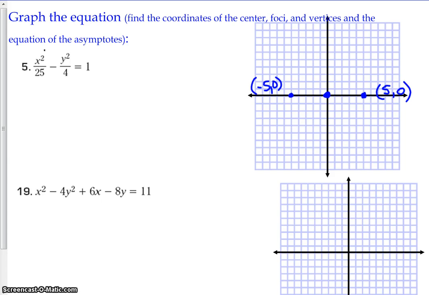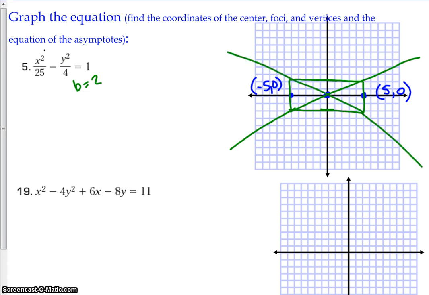I didn't graph the foci in the other one. That's okay. I wrote it down. And then in the other direction, to make my box, I could go 2 up and 2 below. Where did I get the 2? Well, here, my b is 2. Okay. So if I made my box here, here's my box. And if I drew my asymptotes, here's my asymptotes. All right, there's my asymptotes.